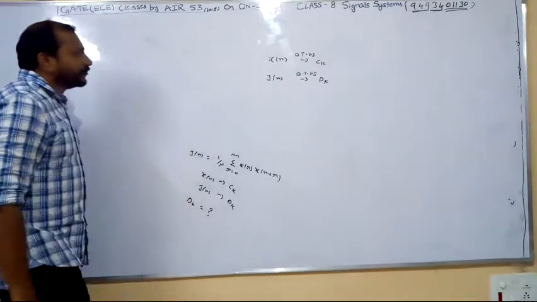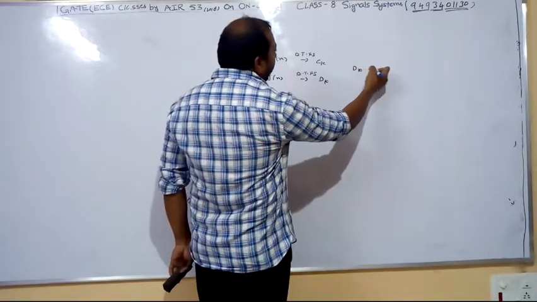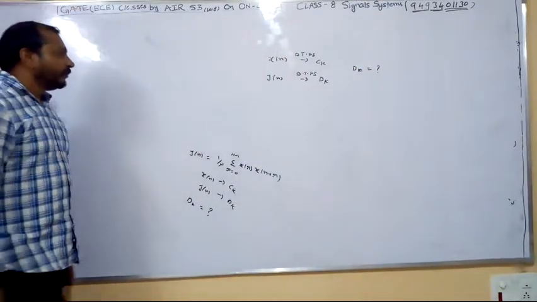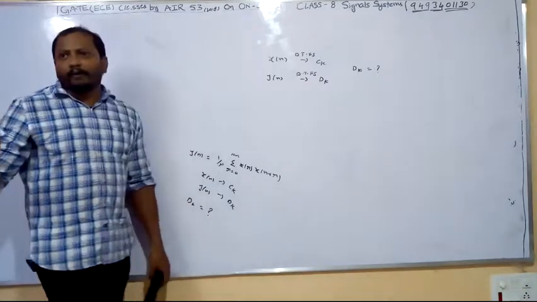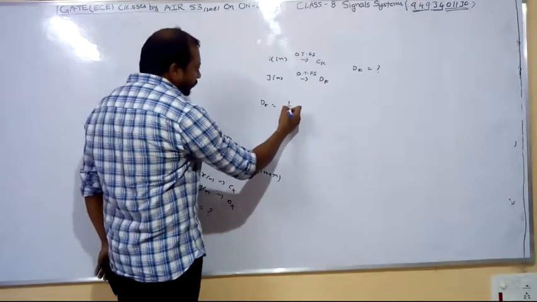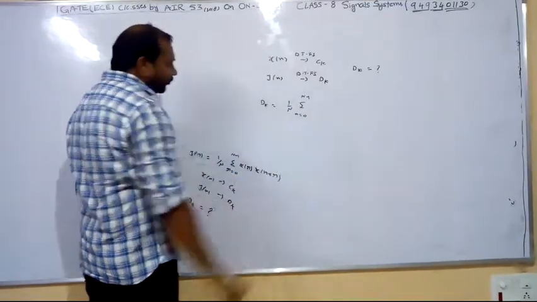Then what is the relation between ck and dk? Or they are asking what is the value of dk in terms of ck? Simply nothing is there. Directly go to the formula. Dk is equal to 1 by N sigma n equal to 0 to N minus 1.